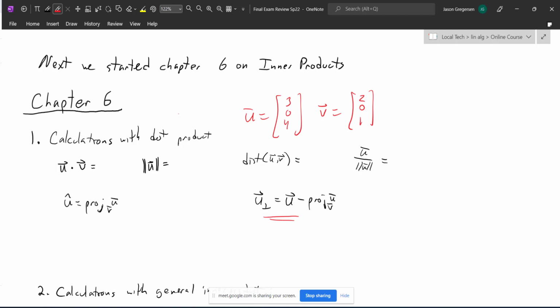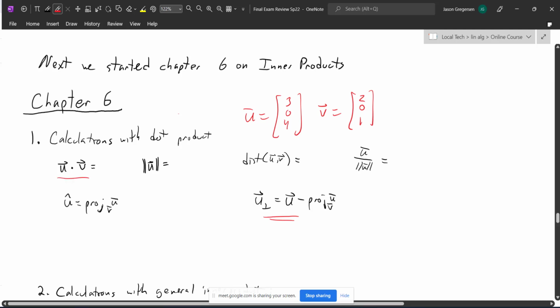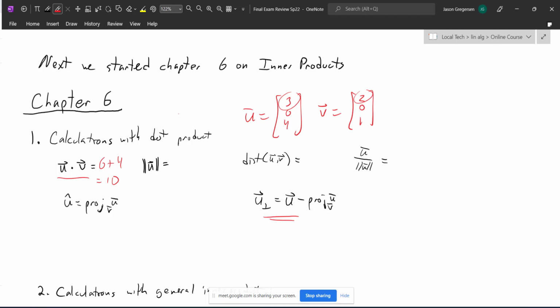All right, we're going to go ahead and take a look here. We'll start with the dot product. So the dot product is taking the product of the components and adding them together. So I get 3 times 2, which is 6, plus 0 times 0, plus 4 times 1, which is going to give me a value of 10. So u dot v is equal to 10. And the idea here is we're multiplying two vectors together in a way that ends up to be a real number, a scalar. So u dot v outputs a number, not a vector.